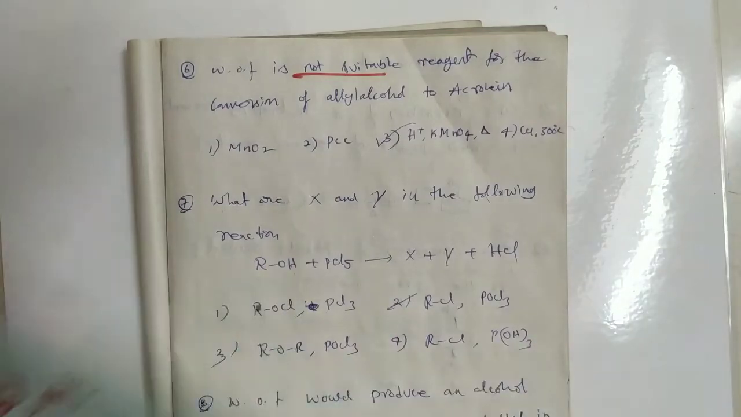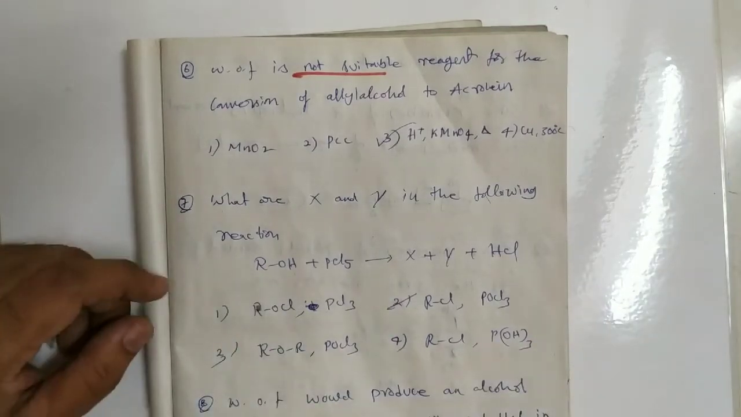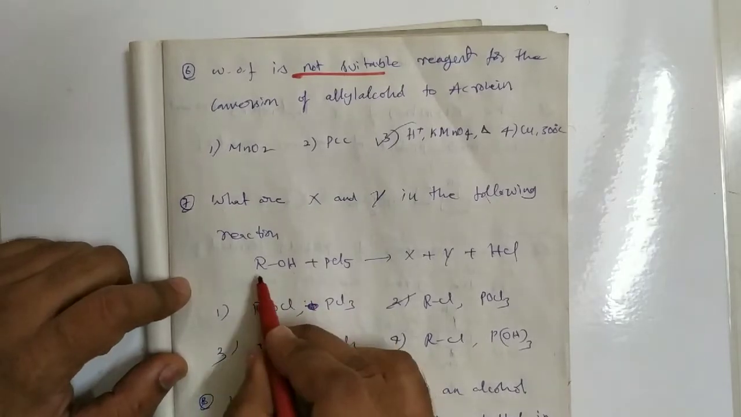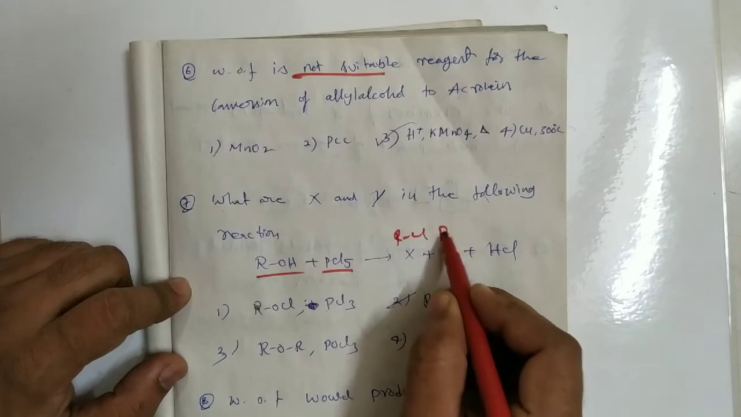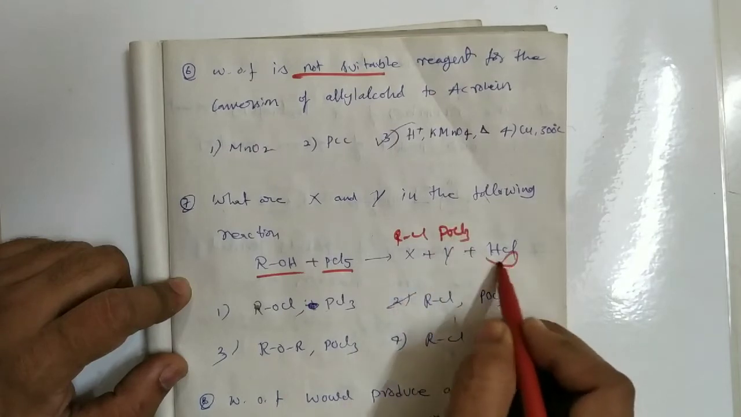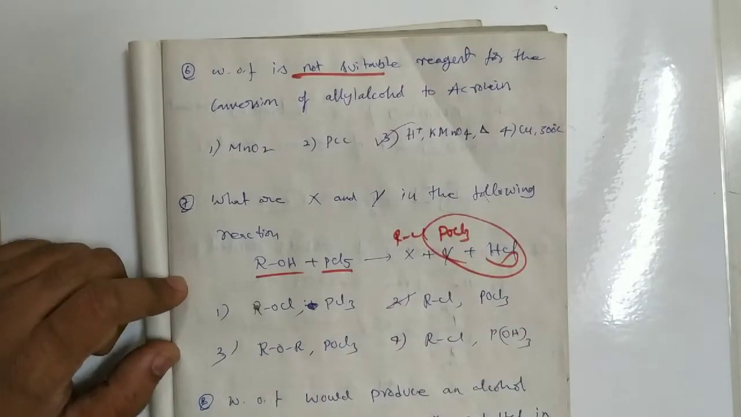Okay, next, seventh question. What are the X and Y in this reaction? Alcohol with PCl5. In this case, we get alkyl chloride, and POCl3 and HCl are the side products. Okay, it is a direct reaction.